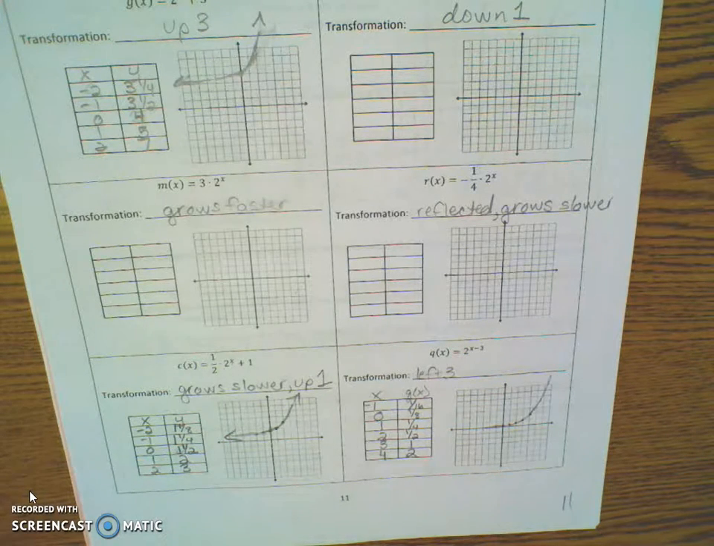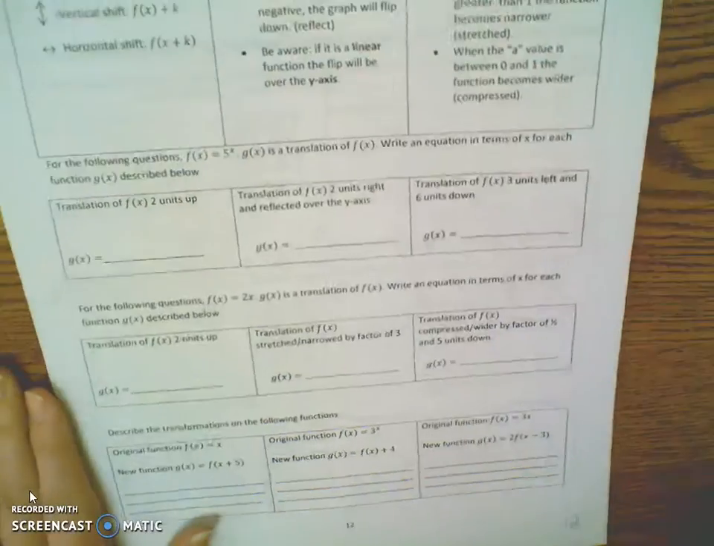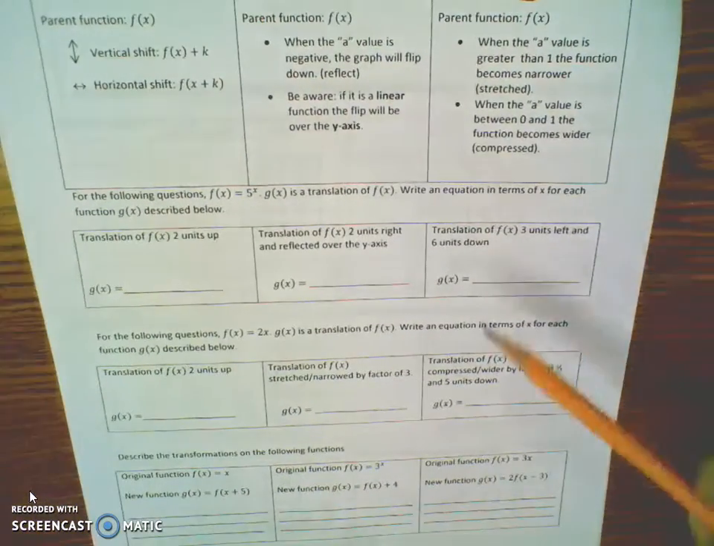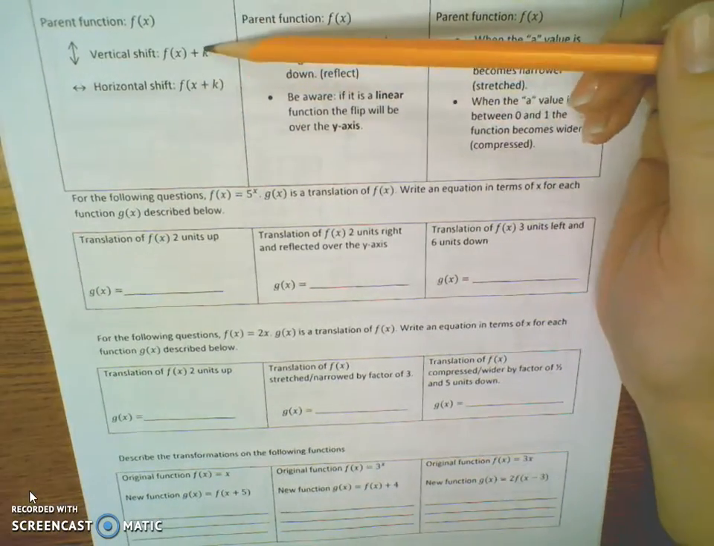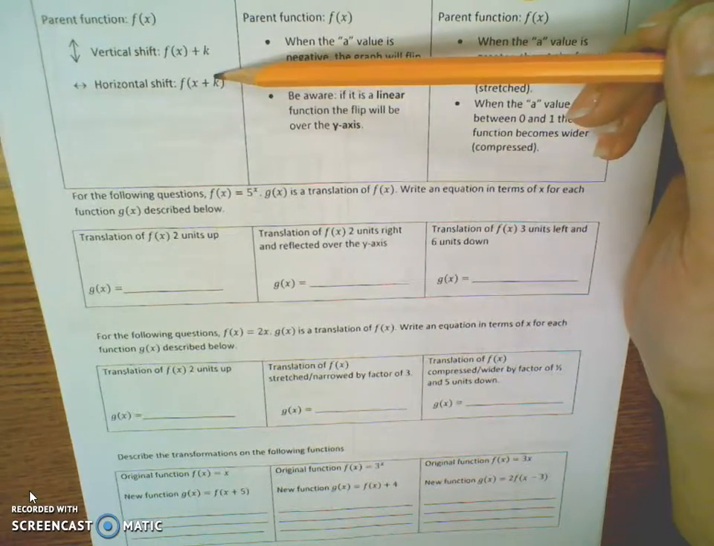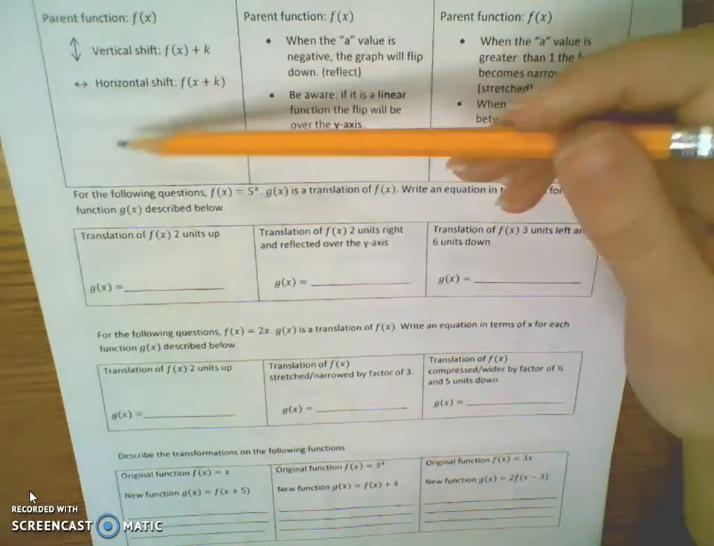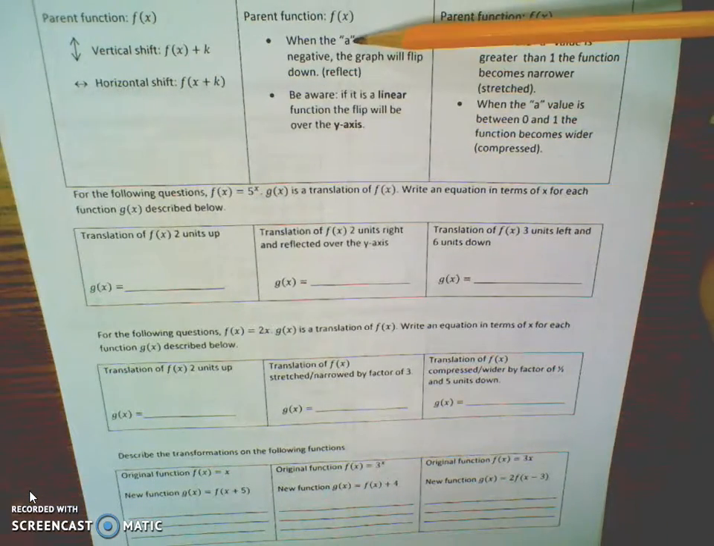Okay, here are your answers for those. And let's go ahead and move over to the next page. These are general rules for transformation. So if we add something to y, or f of x, that gives us an up or down shift. If we add something to x, either positive or negative, that's going to give us a left to right shift.